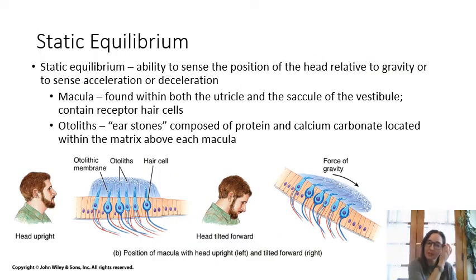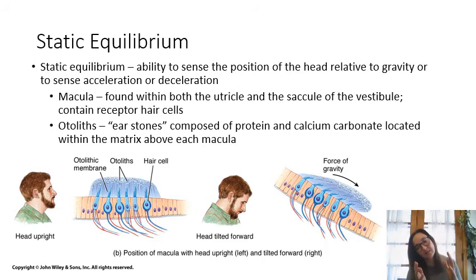All right, so here's how static equilibrium works. Again, static equilibrium is just telling your body where your head is in relation to gravity. As I move my head side to side, inside the saccule and the utricle of my vestibule, I have these tiny little structures called macula. Macula have tiny little fluid and tiny little stones inside that fluid called otoliths, which literally means ear stones. So the otoliths are there to respond to gravity.